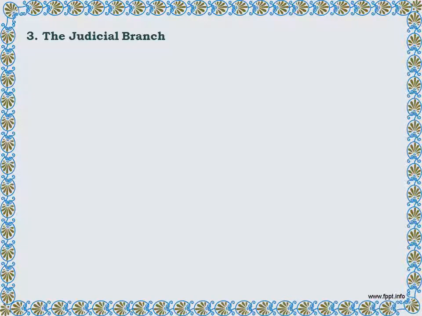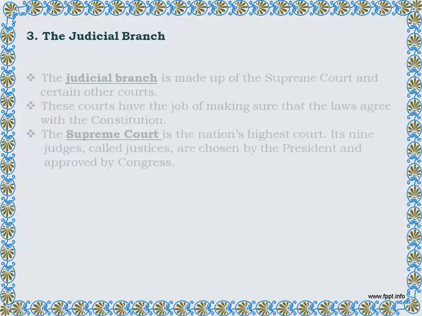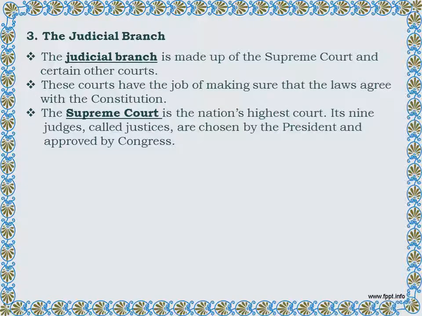The third one, grade 4, is the judicial branch. The judicial branch is made up of the Supreme Court and certain other courts. These courts have the job of making sure that laws agree with the Constitution. They also see that laws are carried out fairly. The Supreme Court, grade 4, is the nation's highest court. Its 9 judges, called justices, are chosen by the President and approved by Congress. And once appointed, justices may serve for life.